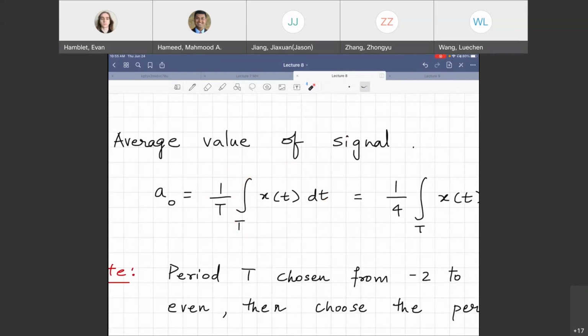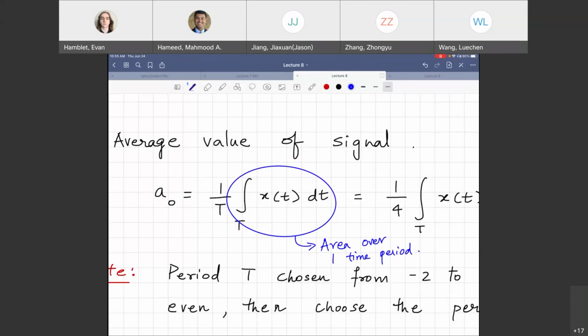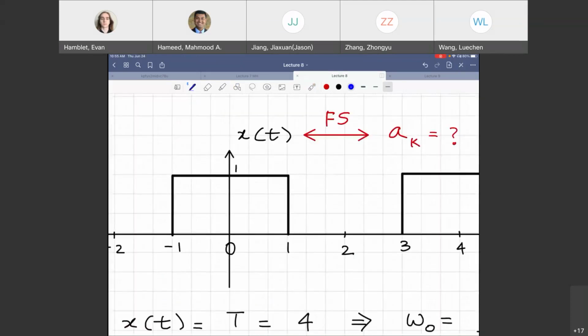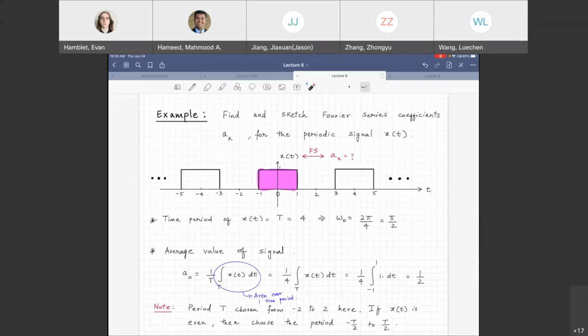Let's try to simplify this. What does this indicate? Area, where? One time period, right? So, it's just asking you this. Area of a rectangle, 1 times 2, 2. So you got 2 there for this guy.